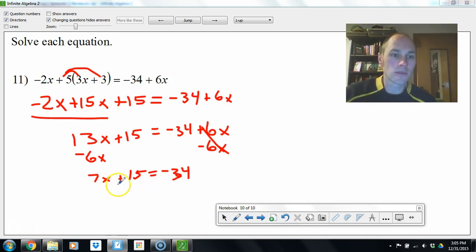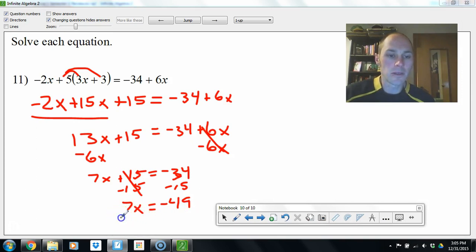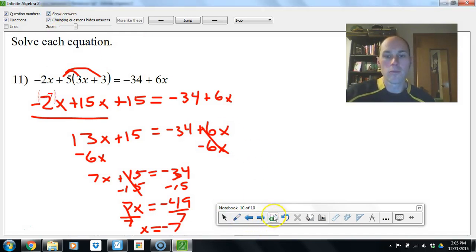Next, I need to get the x terms alone, so I need to eliminate the positive 15, so I subtract 15 from both sides. That'll leave me with 7x equal to negative 49. And then x is multiplied by 7, so I divide by 7. And that'll give me x equal to negative 7. Check the answer. Correct. All right, moving on.